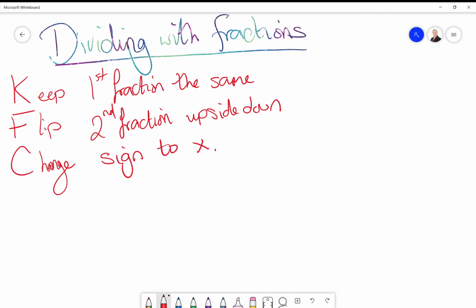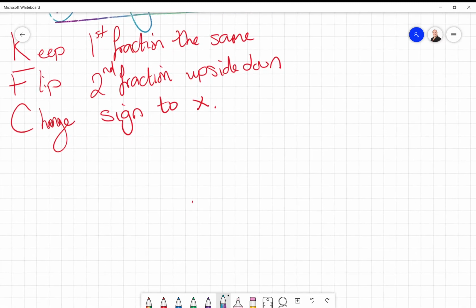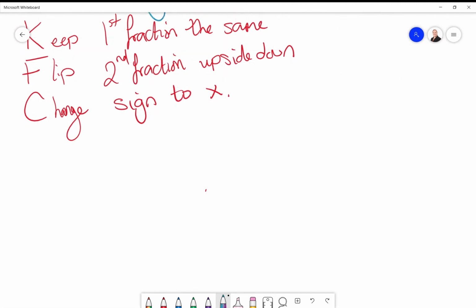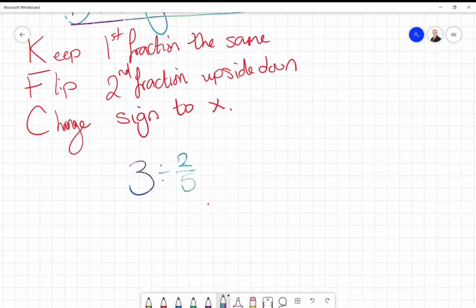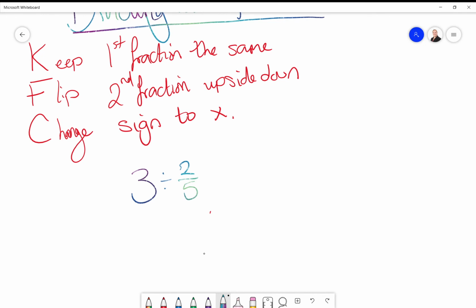So let's do an example of dividing with fractions. So I'm going to start off with a whole number and a fraction. So let's say if I say 3 divided by 2/5. Okay, so I keep the first fraction the same. So I'm going to keep that 3 the same. I'm going to flip the second fraction upside down. So this one here, instead of being a 2/5, I'm going to flip it upside down. Now it's a 5/2. Then I'm going to change the sign to times. So instead of a divide, I'm going to times.